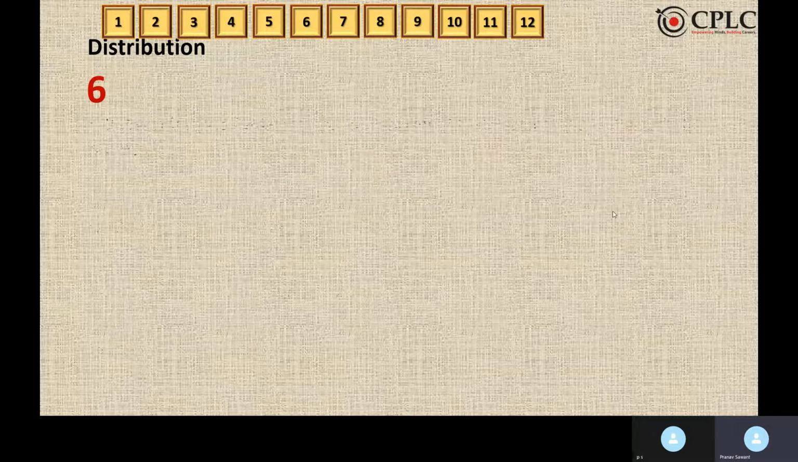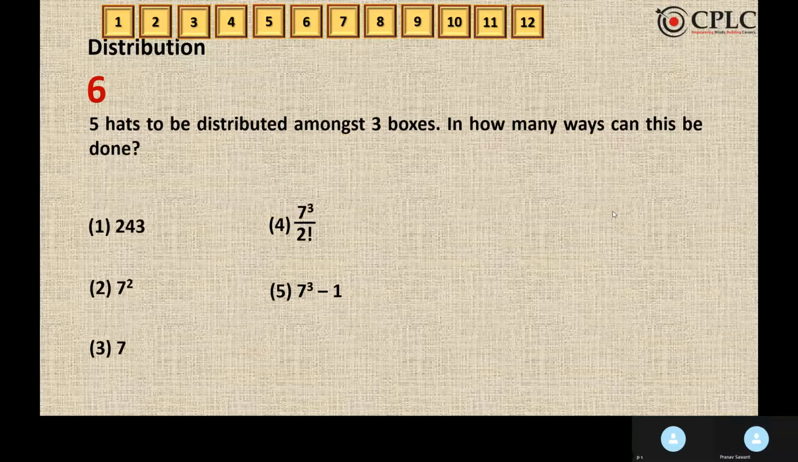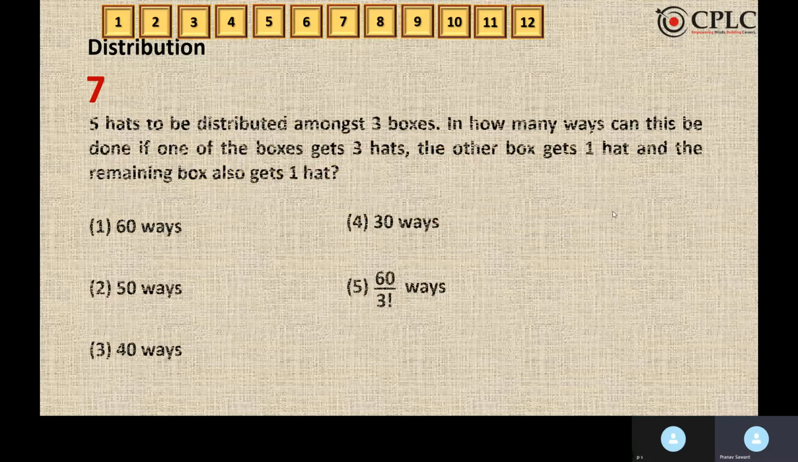Moving to the next question. 5 hats to be distributed amongst 3 boxes. In how many ways can this be done? 5 hats to be distributed among 3 boxes. In how many ways can this be done if one of the boxes gets 3 hats, the other box gets 1 hat, and the remaining box also gets 1 hat?